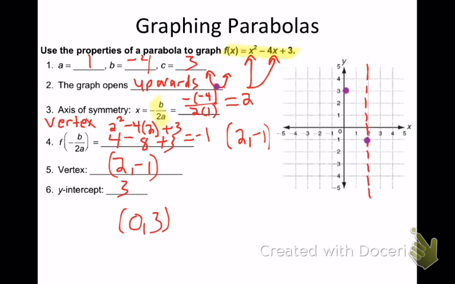Now, because of the axis of symmetry, what else can I do? Can I plot the coordinate on the other side? Yeah. Notice it is 2 away from the axis of symmetry. So I'm going to go 2 away on the other side. Right there. And there is an example of my parabola.